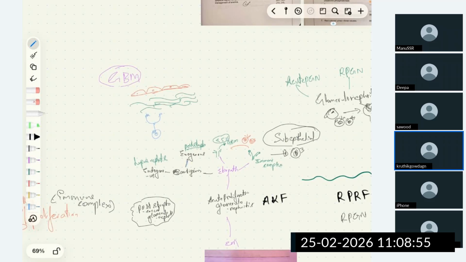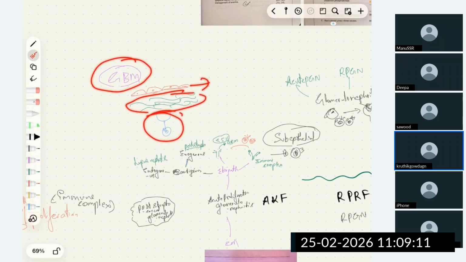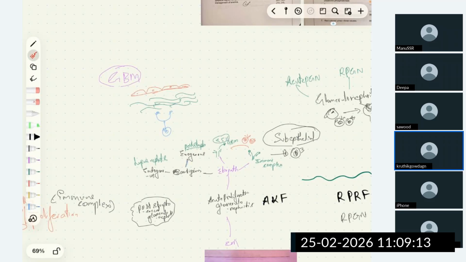So why I'm explaining it is to help you understand the major difference between nephritic syndrome and nephrotic syndrome, which is very, very important for our understanding. The glomerular basement membrane has capillary endothelium, lamina densa and podocytes. Here, if the immune complex deposits and the immune injury occurs at the subepithelial layer, it leads to nephritic syndrome.